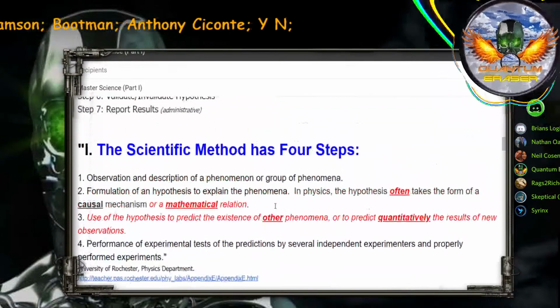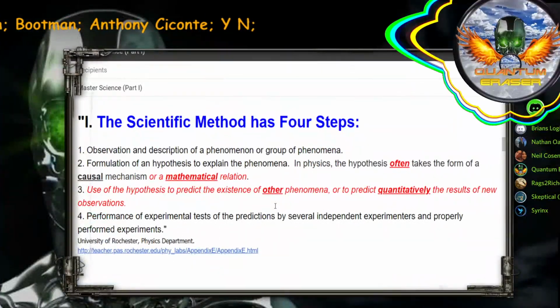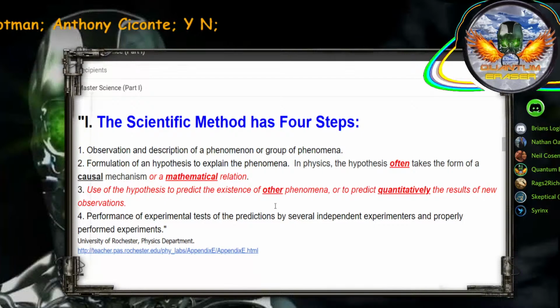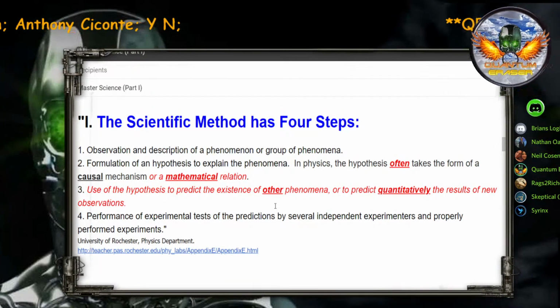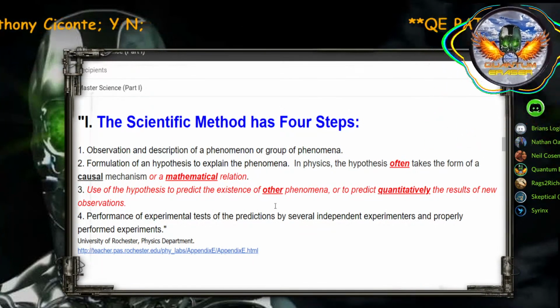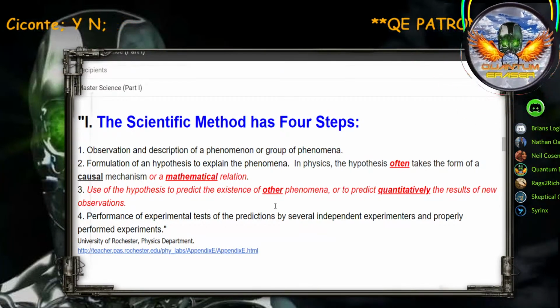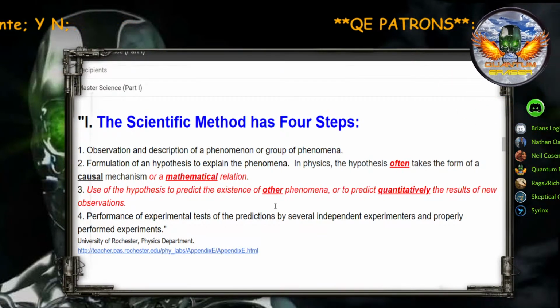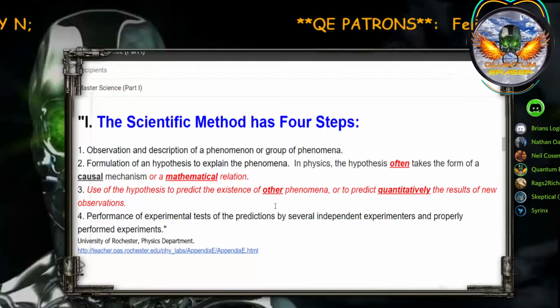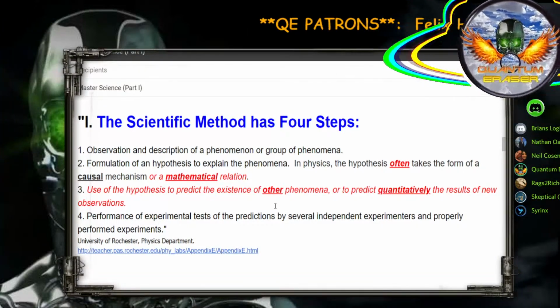So let's take a look at this. I wanted to bring this up. This is from the University of Rochester Physics Department. I get a lot of stuff from Professor Wolf's, right? There's a lot of good information on his site. Now, I'm going to go through this. He talks about the scientific method. He says 4 steps, right?